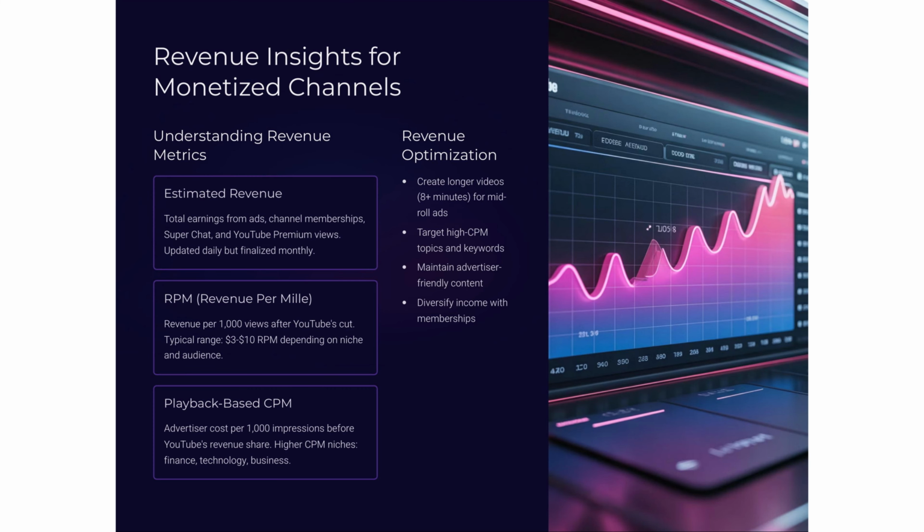Estimated revenue encompasses earnings from ads, memberships, Super Chat, and YouTube Premium, updated daily. Revenue per Mille reflects revenue per 1,000 views post-YouTube cut, typically $3 to $10. Playback-based cost per Mille is the advertiser's cost per 1,000 impressions pre-YouTube share, with higher rates in finance and tech. Optimize by creating longer videos, targeting high cost per Mille topics, and diversifying income.